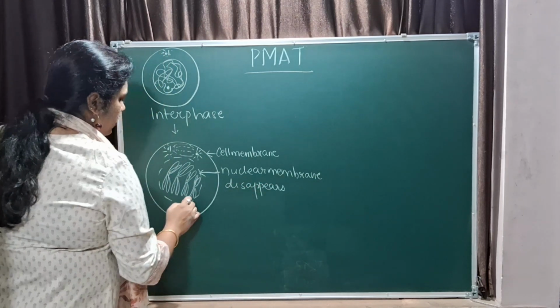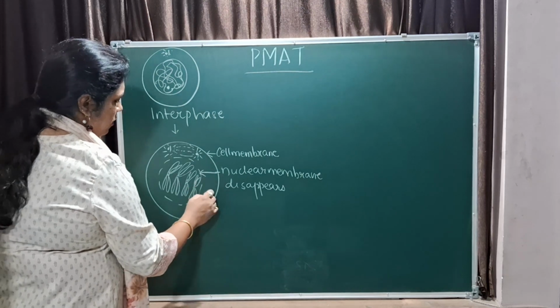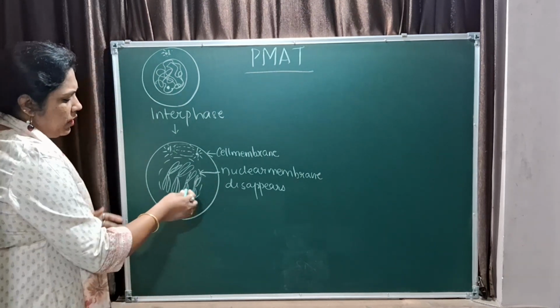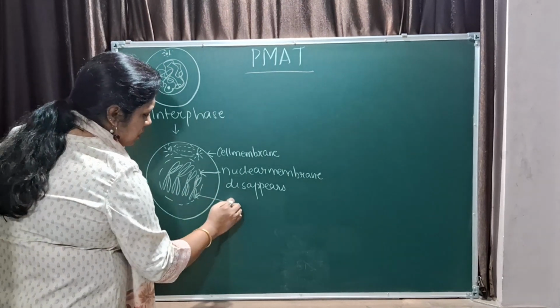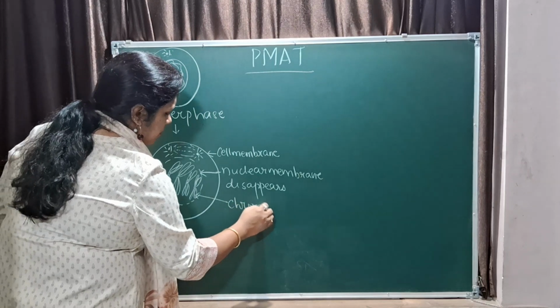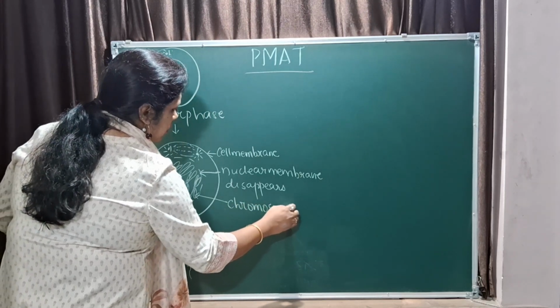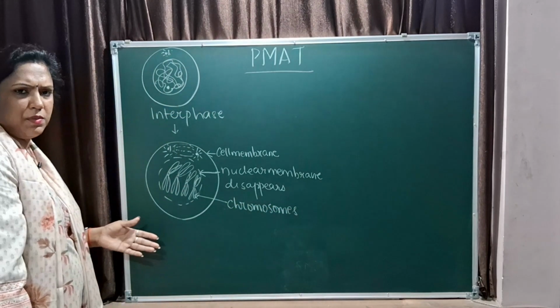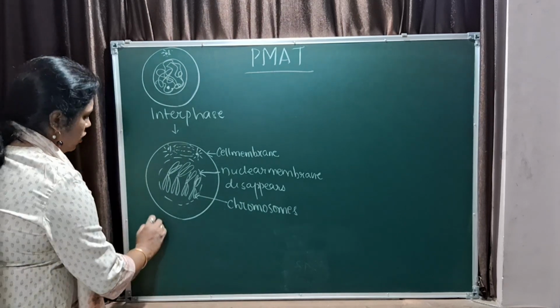Yes. Then you have the cytoplasm. You can label it, the chromosomes, the centromere. You can have 2 to 4 labels, that will be enough. So this is your prophase.